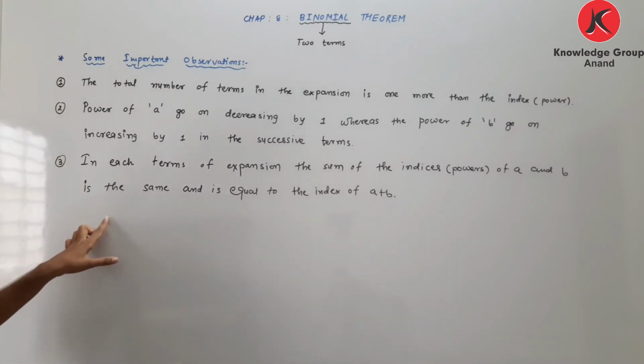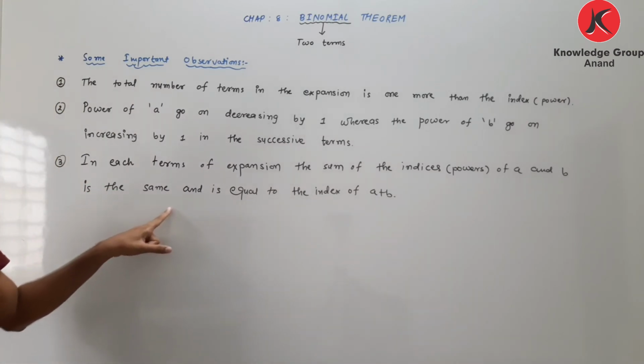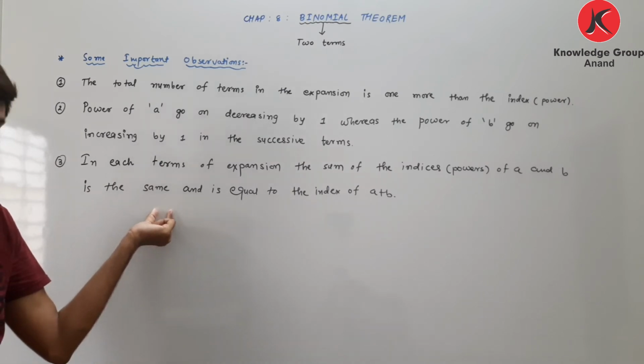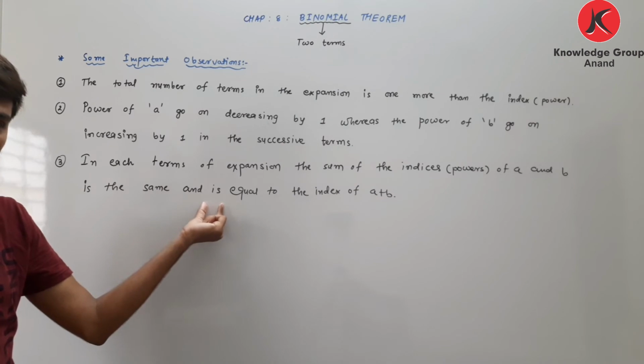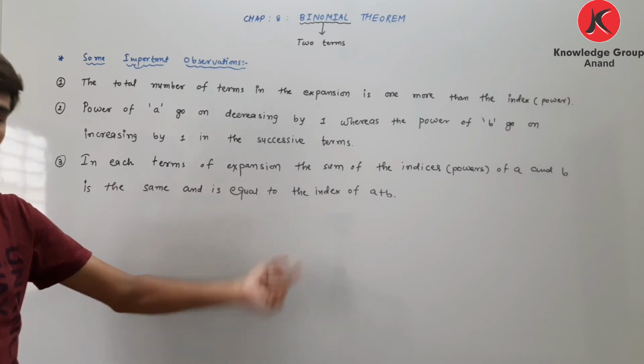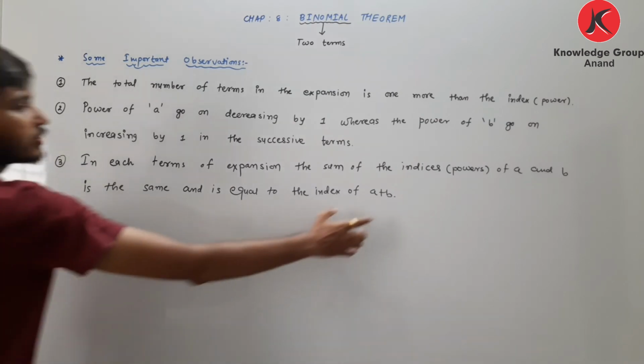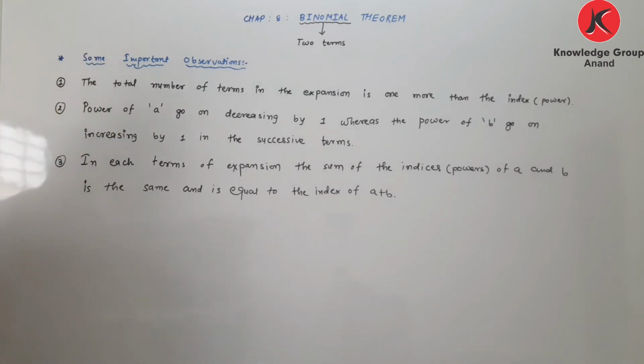Suppose (A plus B) whole square: the first term is A square, so the sum of the powers of A and B is 2 plus 0, 2. Then 2AB, 1 plus 1, 2, and B square, so the power is 0 plus 2, 2. So it will be the same in all terms, equal to the power of (A plus B).